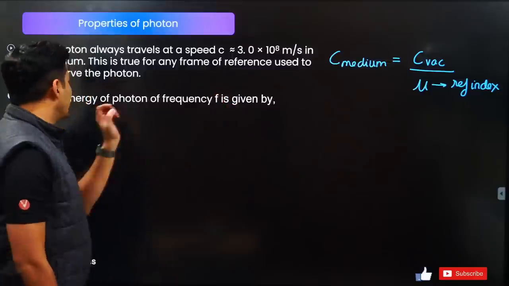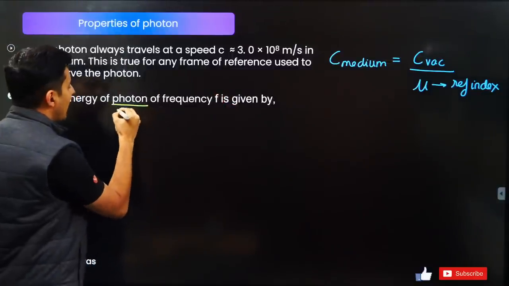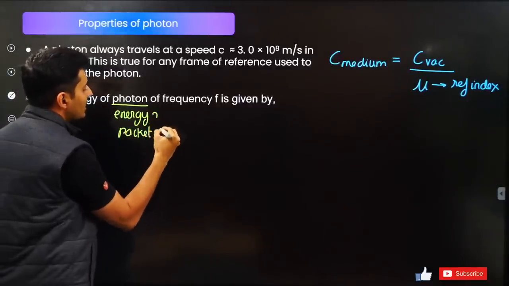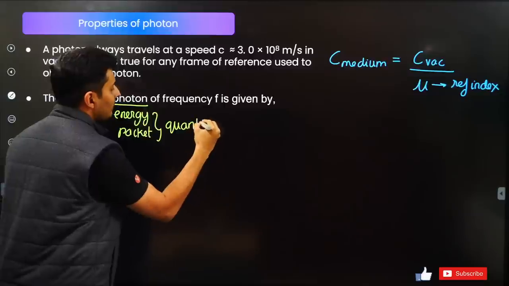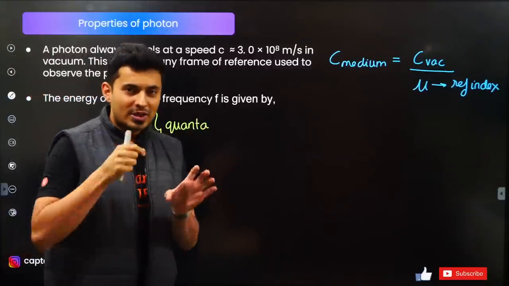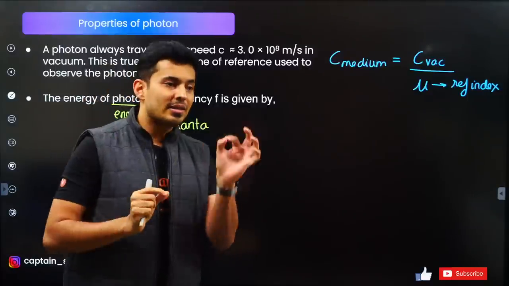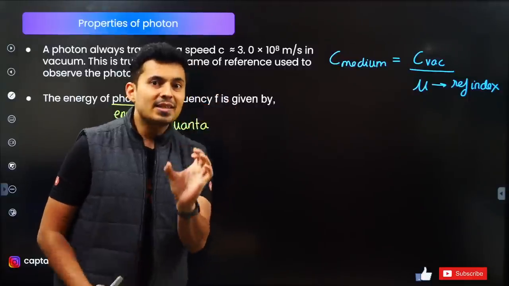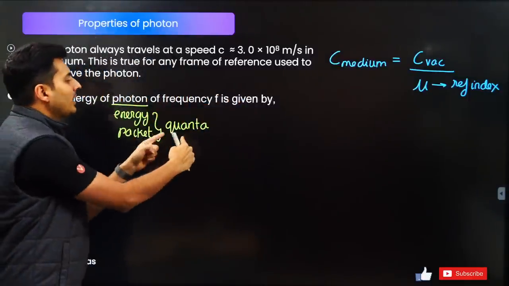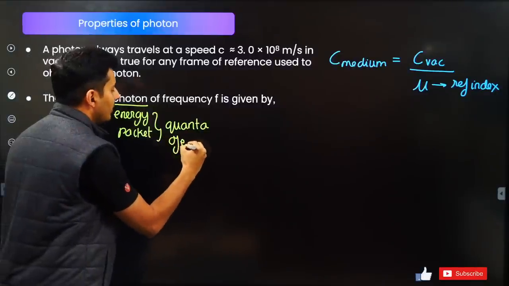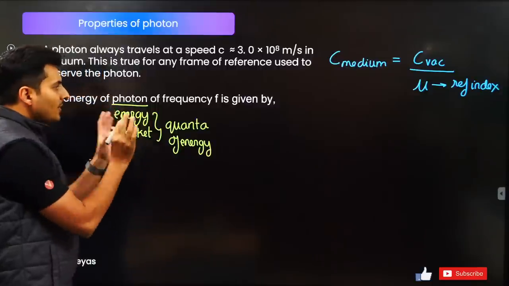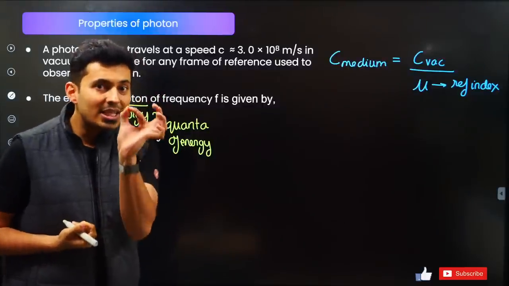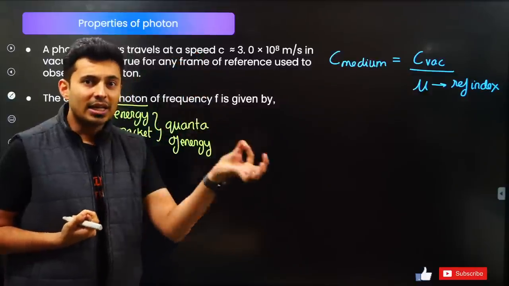The energy of a photon. Now, photon is nothing but your energy packet. This packet of energy is also called the quanta of energy. Like when you have some money in the wallet, each coin or each note is a quanta of money. The smallest amount of that quantity is the quanta of energy. So this energy packet is also called the quanta of energy, that minimum value of energy which is there with each and every photon or each and every packet.